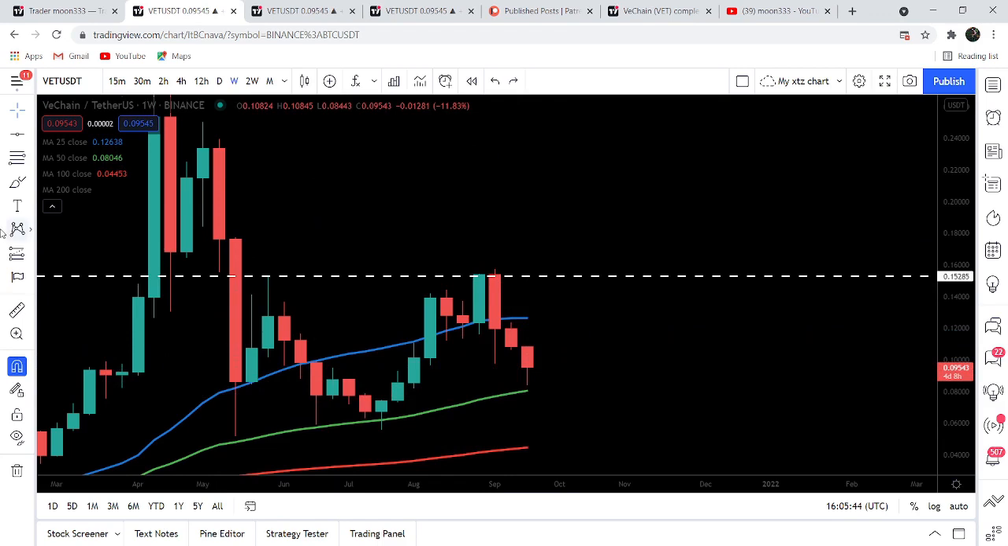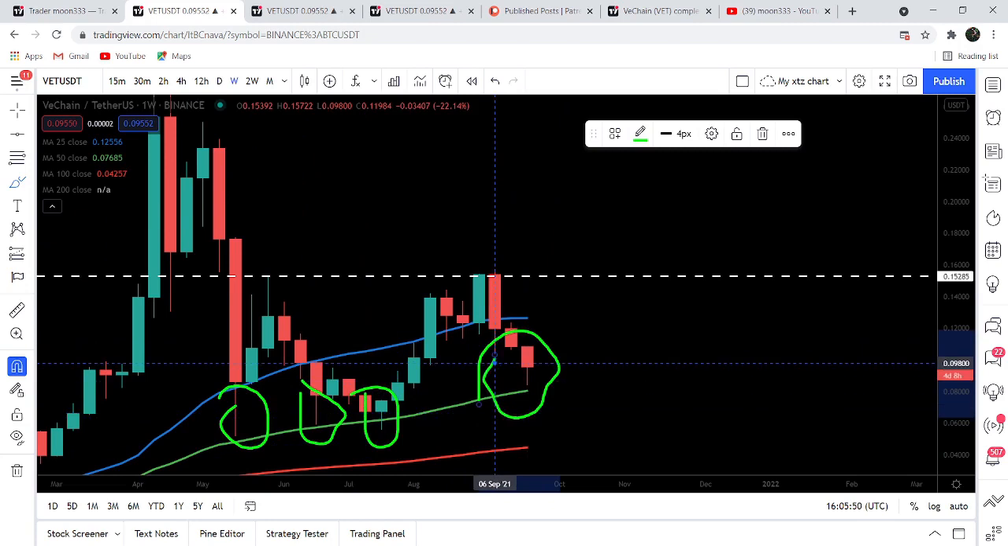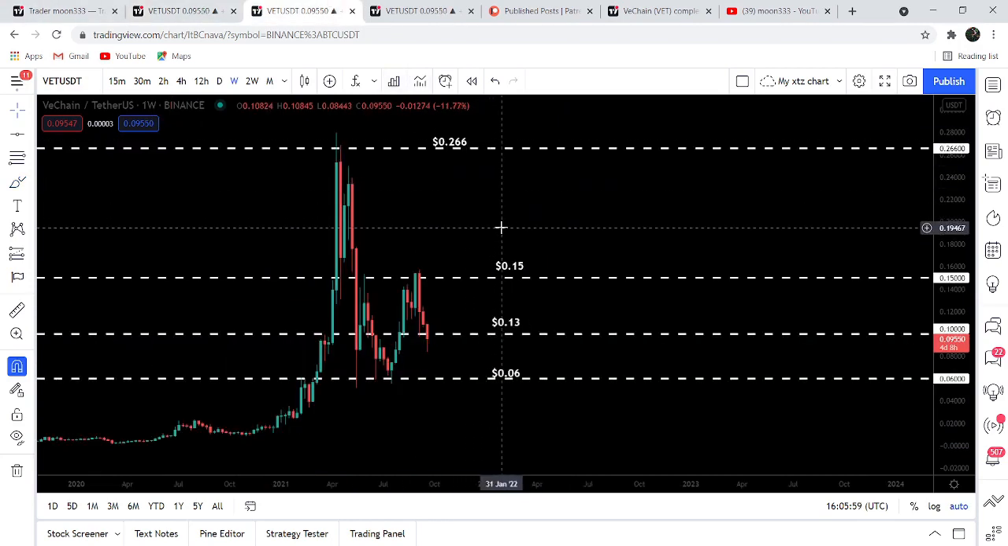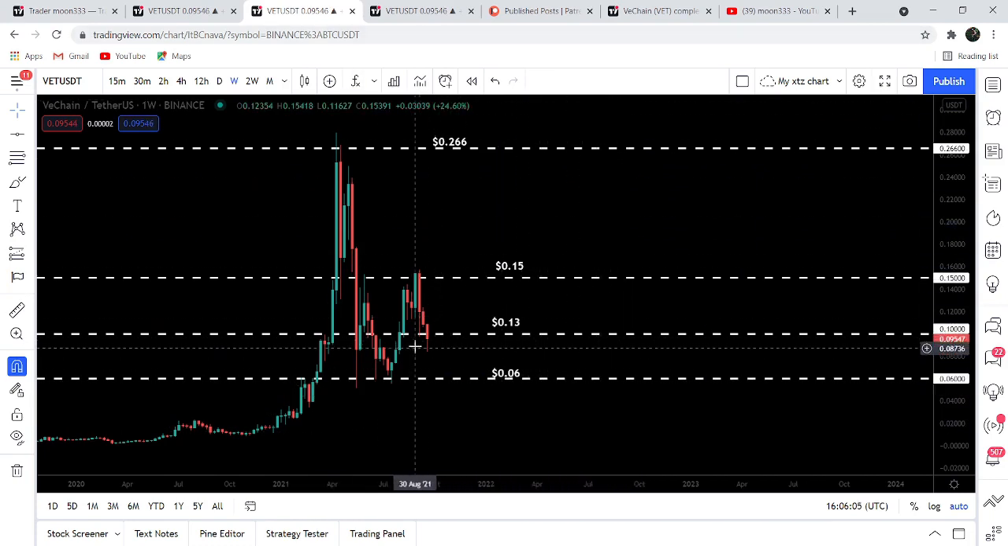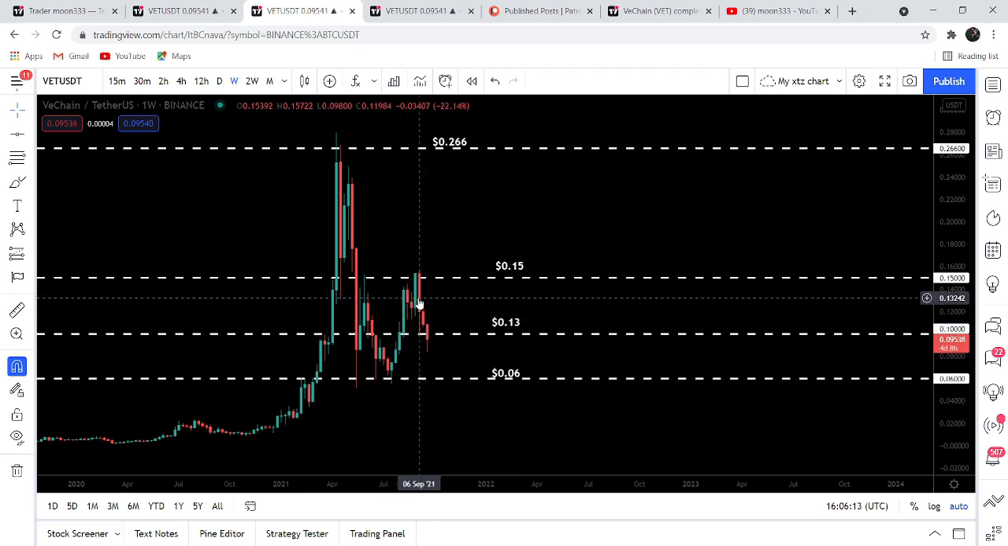Previously Vechain tested this 50 simple moving average here, and once more it is moving down to test this 50 simple moving average. And at the same time, if I show you the different support and resistance levels, which I have already shown you in my previous video as well, these are the significant support and resistance levels. We can have some other support and resistance levels on the short term time frame charts, but these are the major support and resistance levels on the weekly time frame.